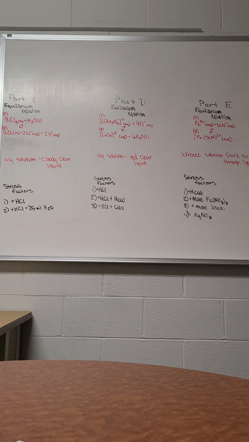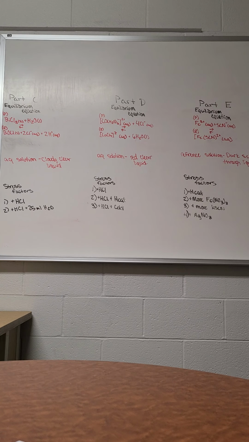Now moving on to part E. So part E, our reference solution was FeNO3 plus KSCN, and it was a dark red liquid. Now when the first stress factor was added, which was heat, that dark red liquid turned into a lighter red liquid. Not by much, but it was lighter.